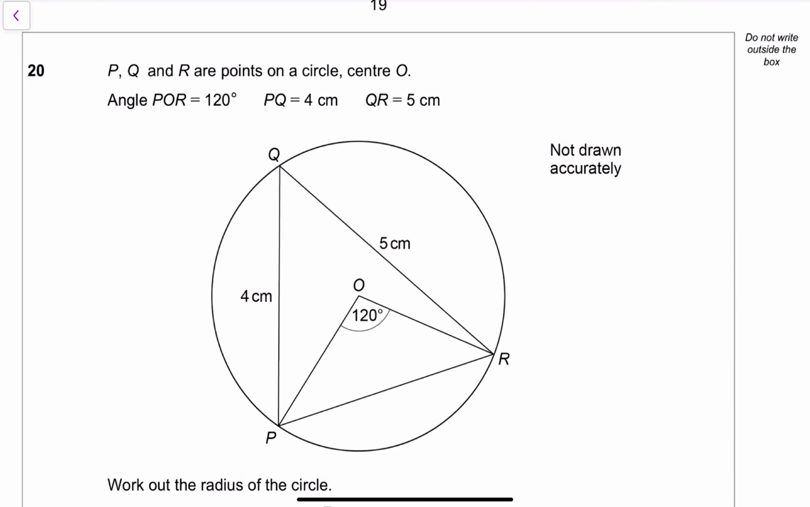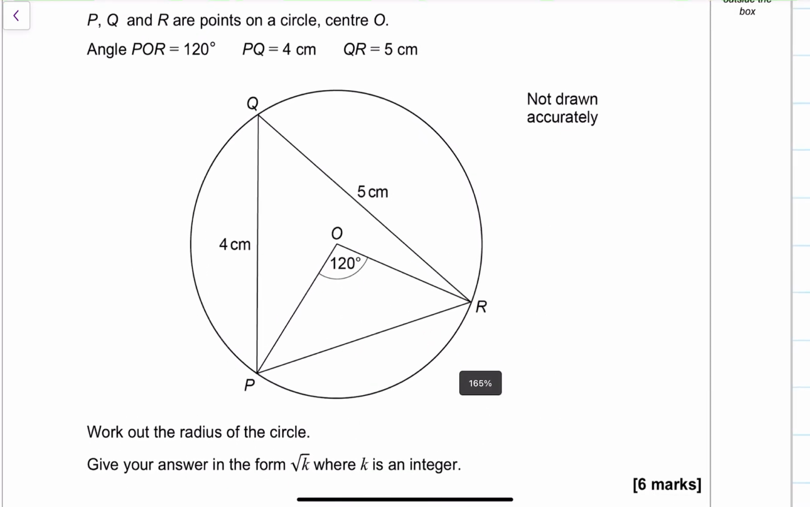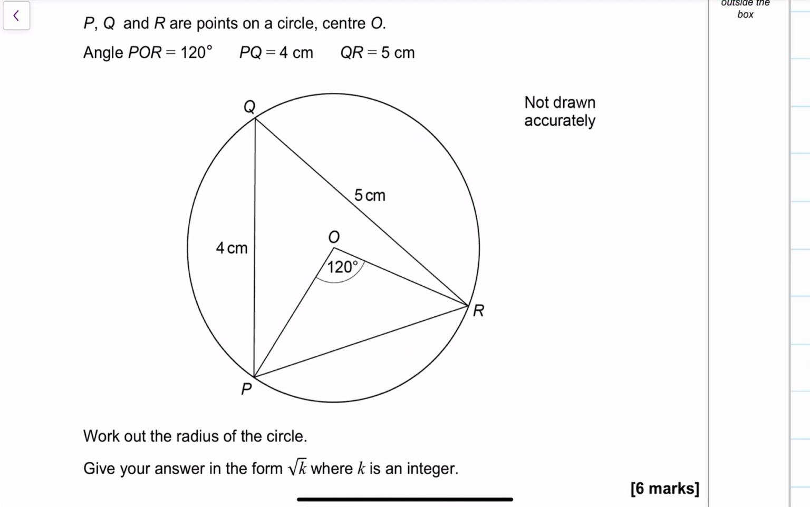Right. P, Q, and R are points on a circle, center O. The angle POR is 120, so that's the angle at the center. PQ is 4. QR is 5. Work out the radius of the circle.